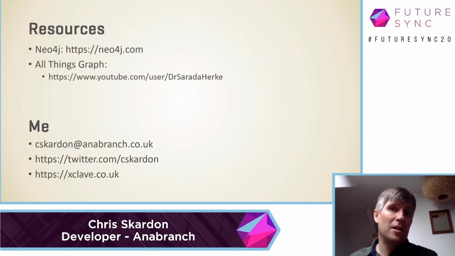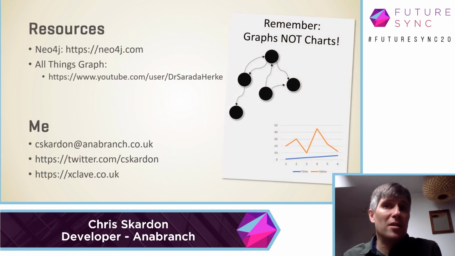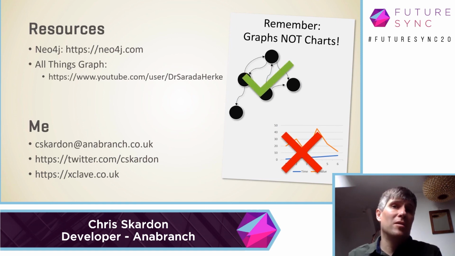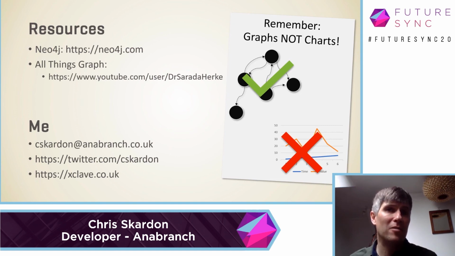So lastly, resources. I would strongly recommend you go to Neo4j and get the desktop version of it to play around with. It's free and it lets you experiment with how Neo4j works. The All Things Graph, look at that YouTube. She explains the Bridges of Königsberg problem far, far better than I do, and she is very good at it, and lots of other graph problems. And there's me at the bottom. And I guess last thing, remember, it's graphs, not charts. Okay, cool. Thank you.